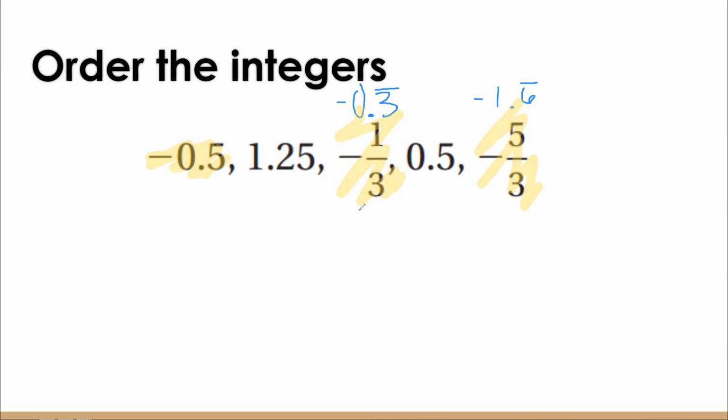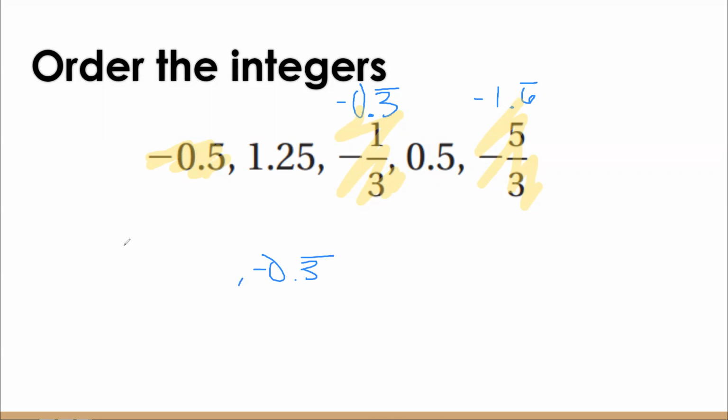When we're thinking about negative numbers, the more negative it is, the worse it is. Think about money. And when we're in negatives, think about owing money. Would you rather owe somebody 50 cents, 33 cents, or $1.66? Out of those 3 options, I'd rather owe somebody 33 cents because it's not as much. That means that negative 0.3 repeating is going to be our greatest number.